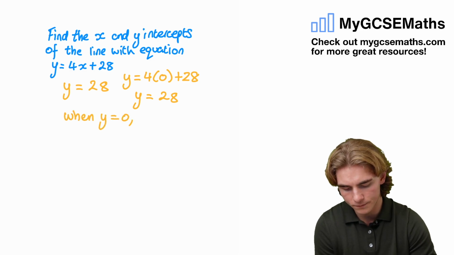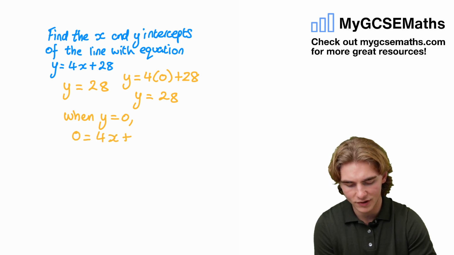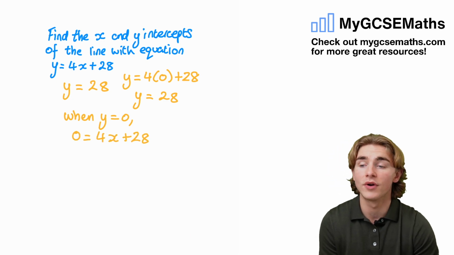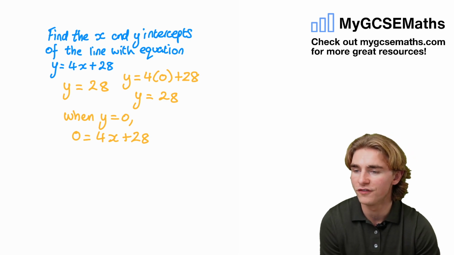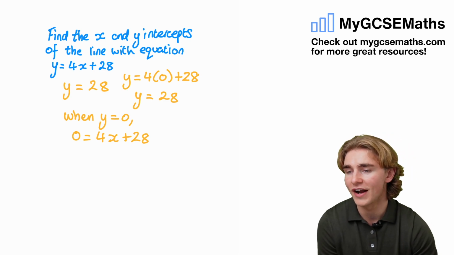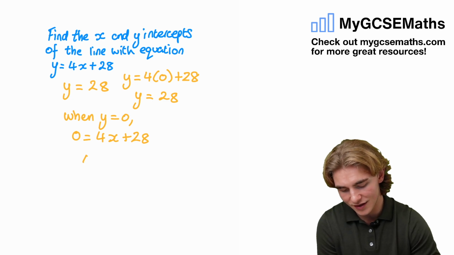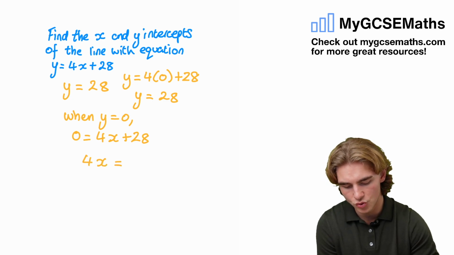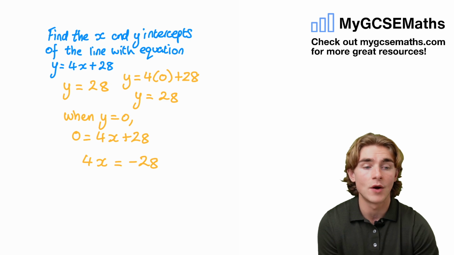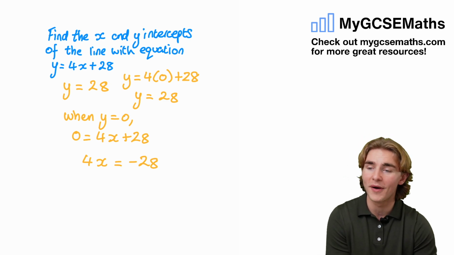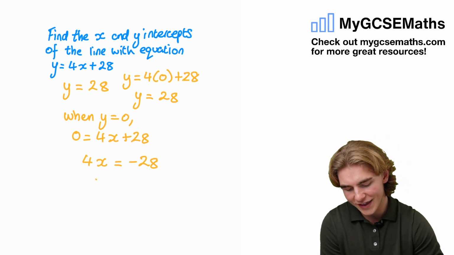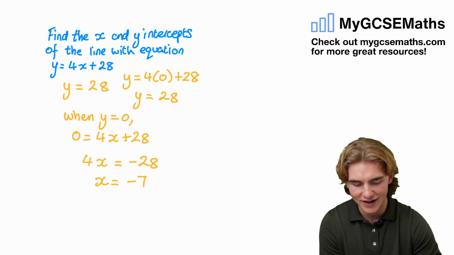Substituting in y equals 0, we get 0 is equal to 4x plus 28. This is now an equation which we can rearrange and solve for x. We start off by subtracting 28 from both sides. We get that 4x is equal to negative 28, and then we divide both sides of our equation by 4, and we get that x is equal to negative 7.